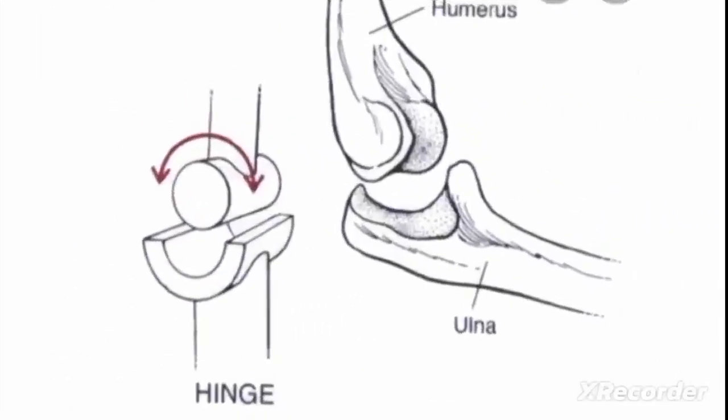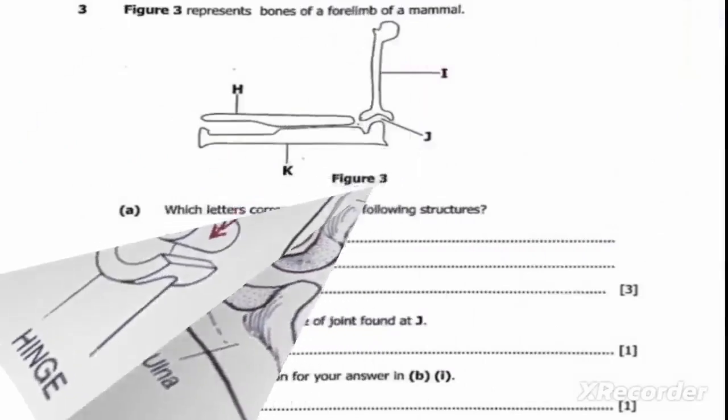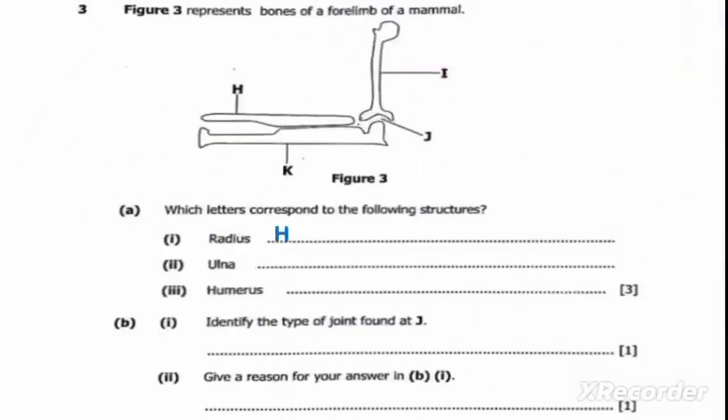So therefore, between the hinge joint, we have humerus and ulna. H is representing radius. Then K is representing ulna. I is representing humerus. And we have the hinge joint here.